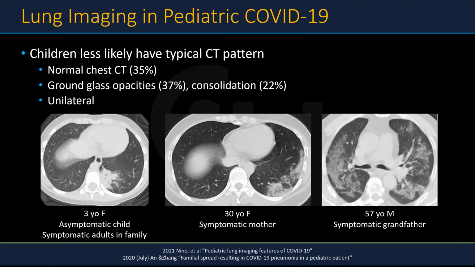The images here show 3 generations of a family that presented with COVID-19. The 3-year-old female is asymptomatic, and you see that her COVID-19 manifests as a focal consolidation in the left lower lobe. The 30-year-old mother presents symptomatic and has a more typical adult distribution of peripheral, confluent, subpleural opacities. The 57-year-old grandfather, who's also symptomatic, presents with an even more typical adult distribution of bilateral patchy ground glass opacities that are predominantly peripheral with perihilar sparing.